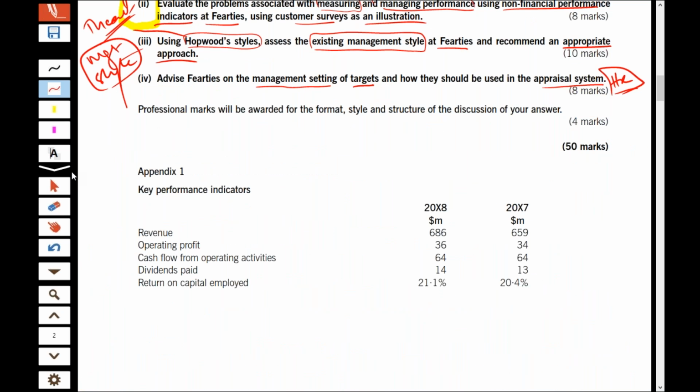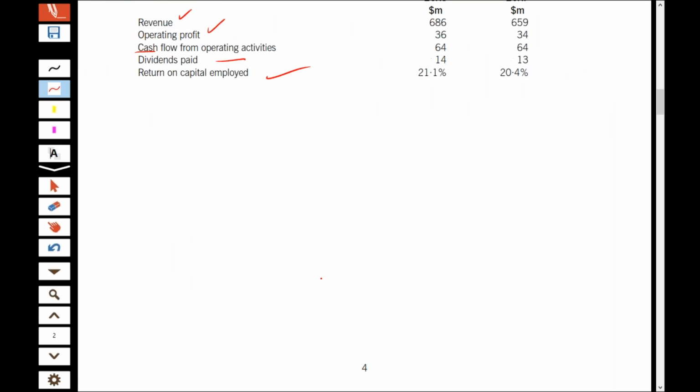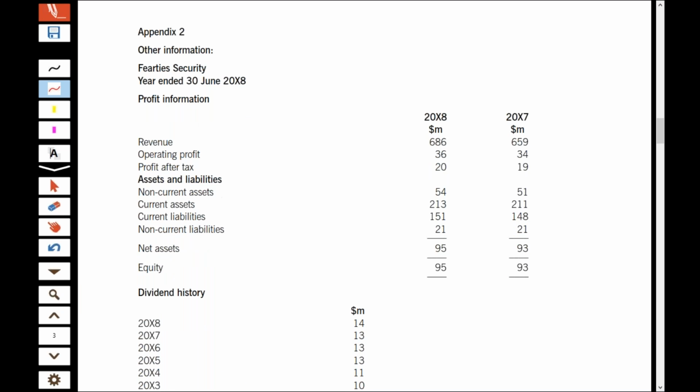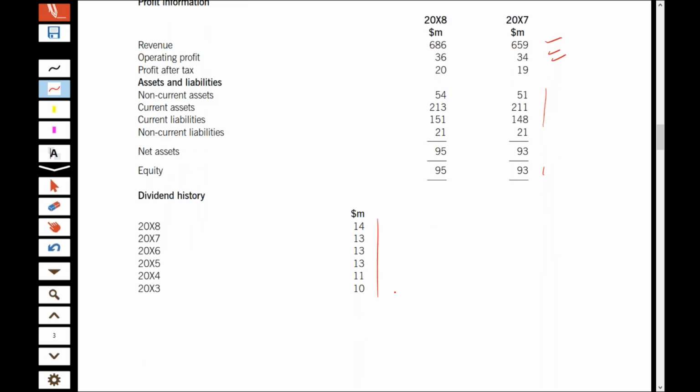Let's talk about Appendix 1. We have been provided revenue, operating profit, the cash flow from operating activities, the dividends, and the ROCE. If I move forward, the next thing is other information. With respect to the other information, we have been provided more details: revenue, operating profit, profit after tax, then the assets and liabilities, the equity, and the dividend history.